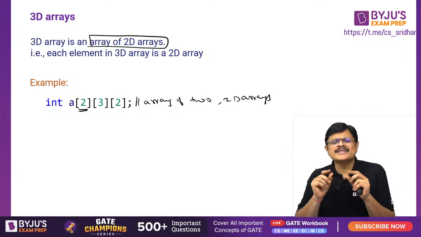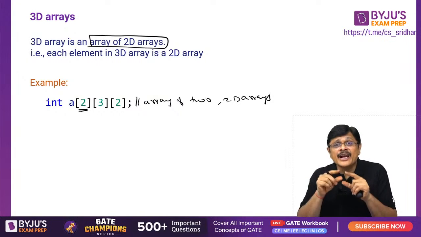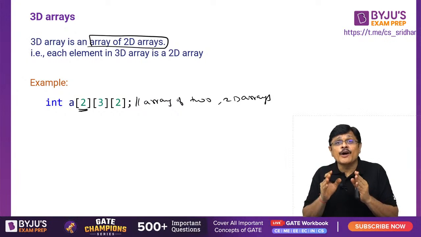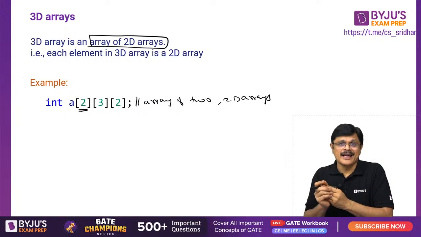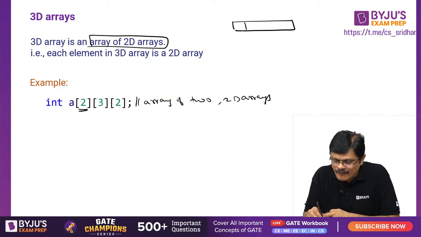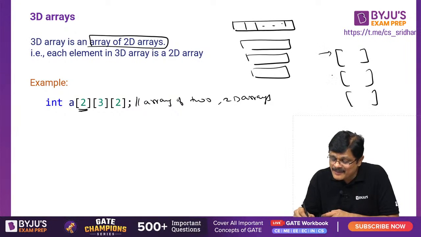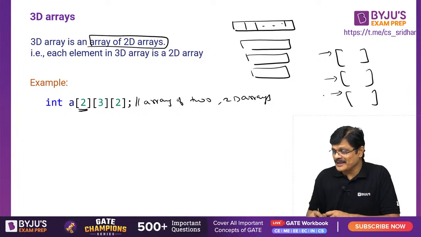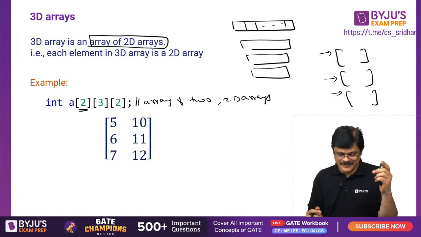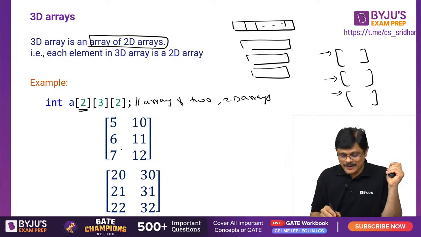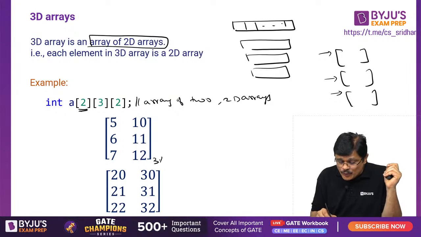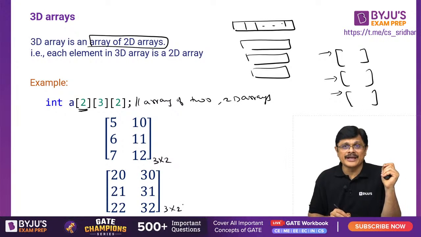See, a 1D array is simply an array of numbers. A 2D array is an array of 1D arrays. A 3D array is an array of 2D arrays. Am I clear? So in a 1D array we have an array of numbers. A 2D array is an array of 1D arrays. Now a 3D array is an array of 2D arrays. So the 2D arrays are your elements. See, for example, this is an example: two 3 by 2 2D arrays.